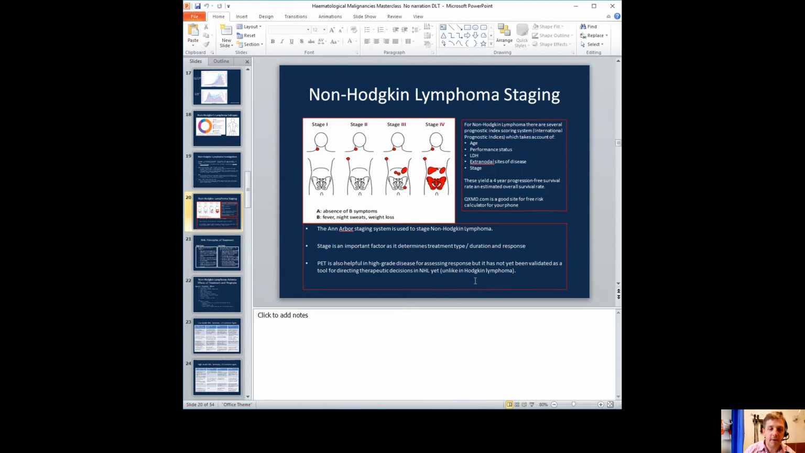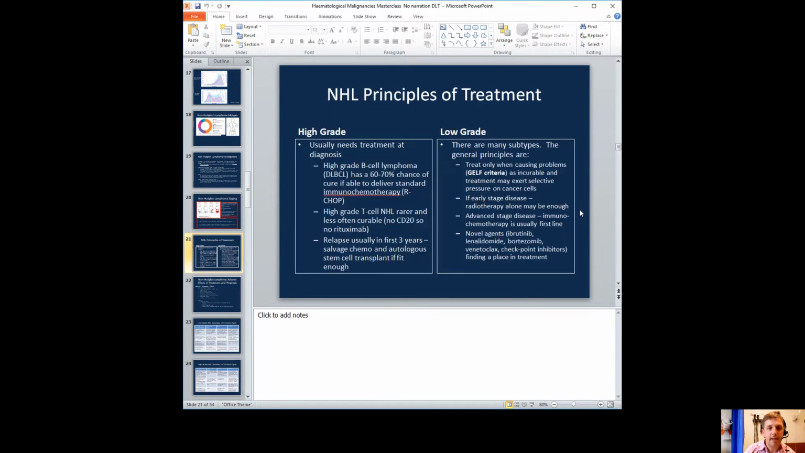So staging for lymphoma is based on the Ann Arbor classification, and the classification is described here. The principles of treatment for lymphoma are high-grade disease normally requires treatment straight away, and low-grade disease only if it's causing symptoms.